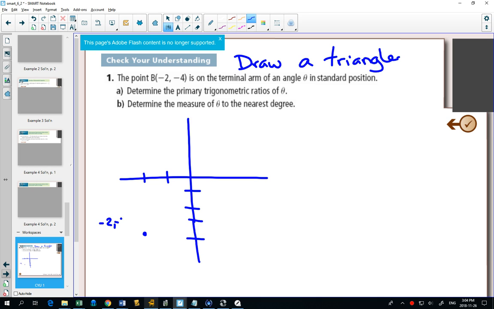Terminal arm is where an angle ends. So an angle in standard position starts where? Positive x-axis. And this angle goes through the point (-2, -4). So this angle looks like this in standard position.